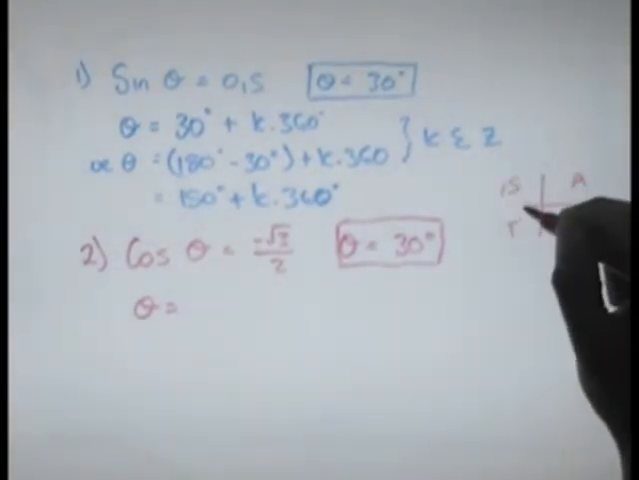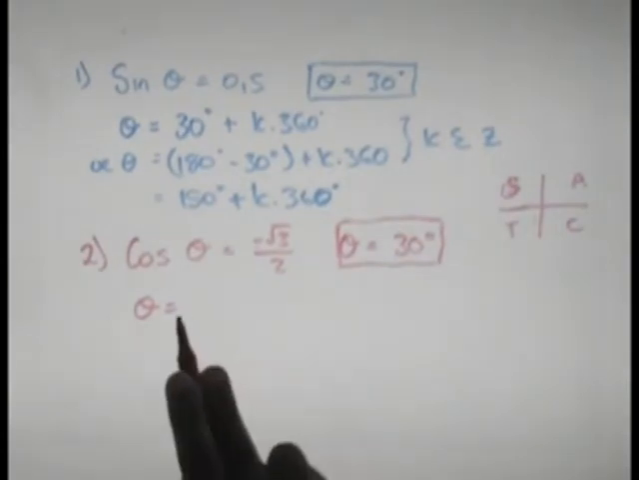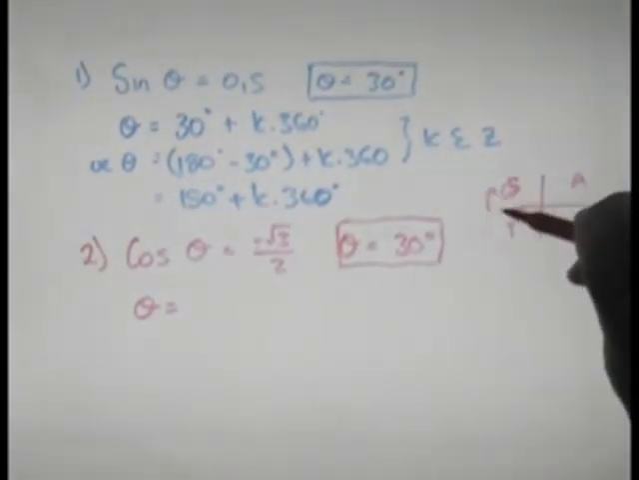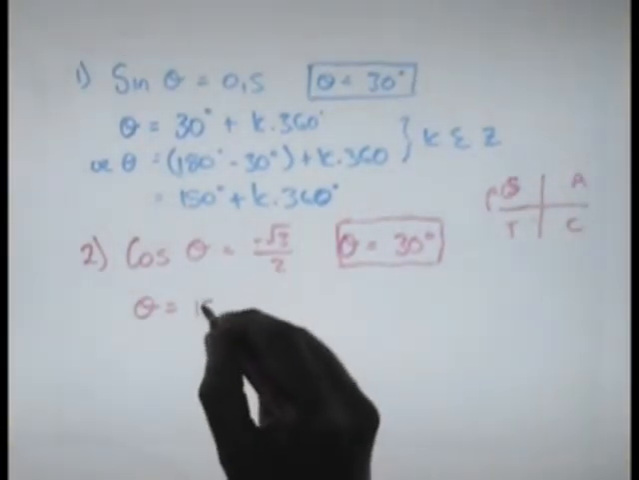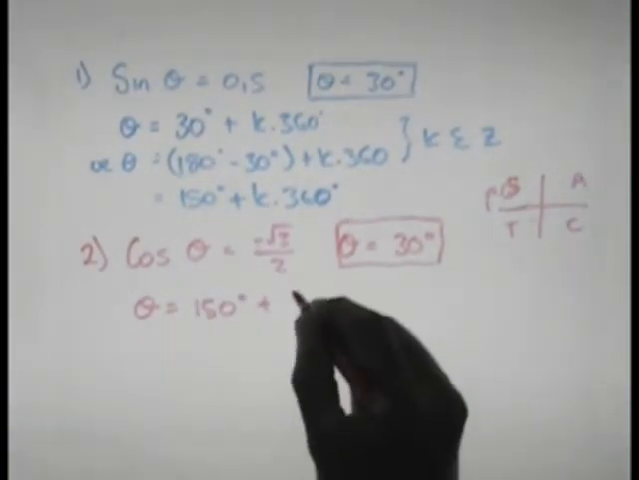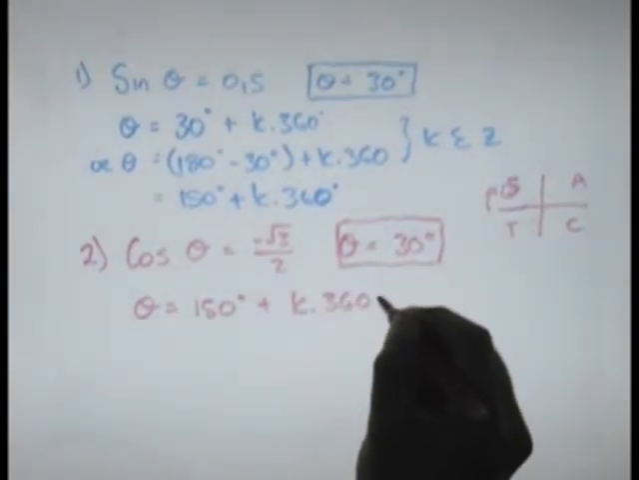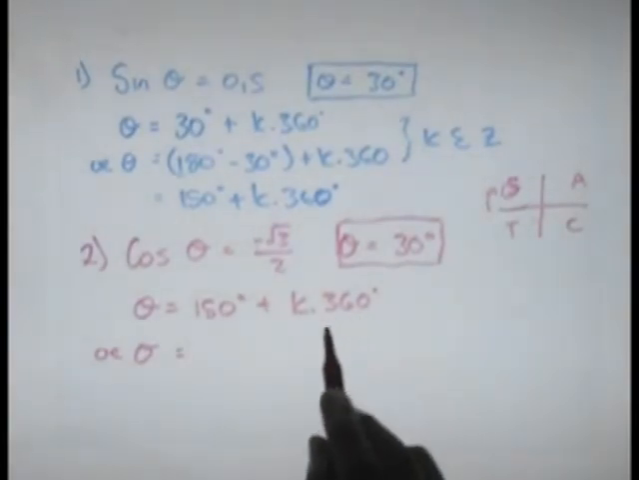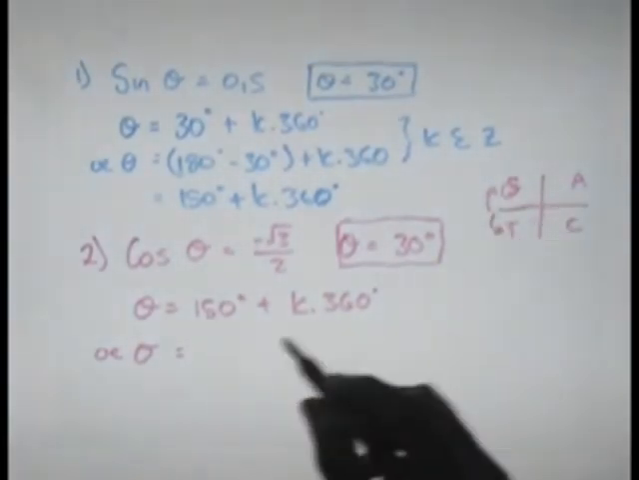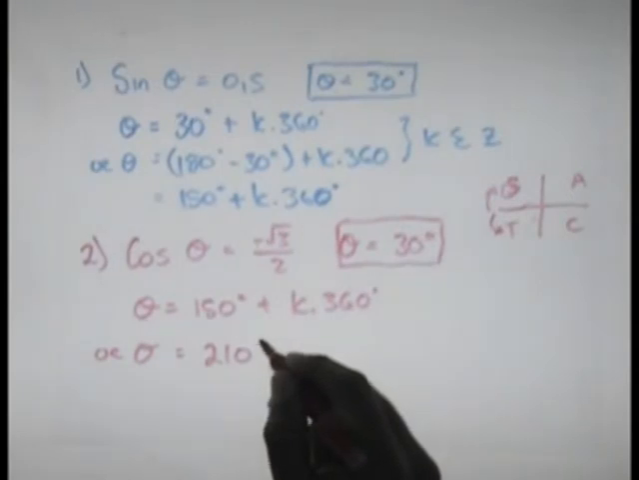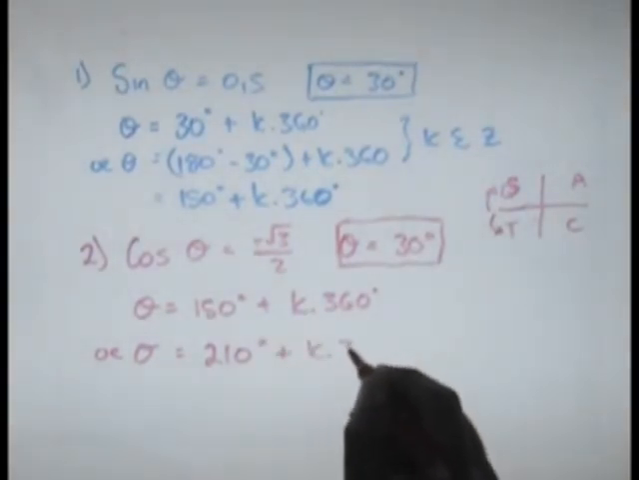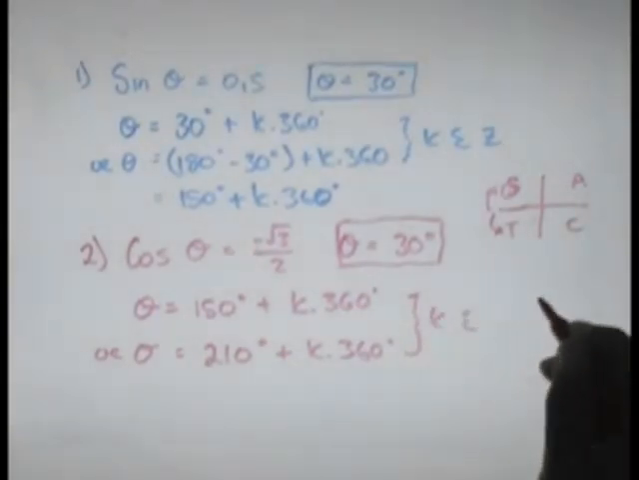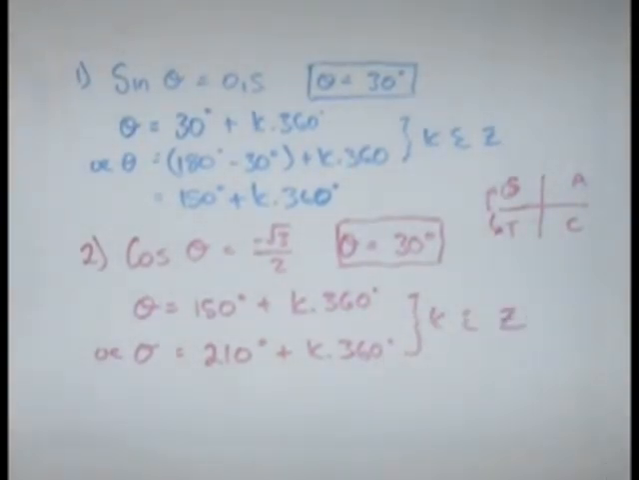That means that in this example here, theta is either equal to 180 degrees minus 30 degrees, which is 150 degrees, plus k times 360, or theta is equal to 180 plus 30, which is 210 degrees, plus k times 360 degrees. Both of these happen when k is an element of integers.